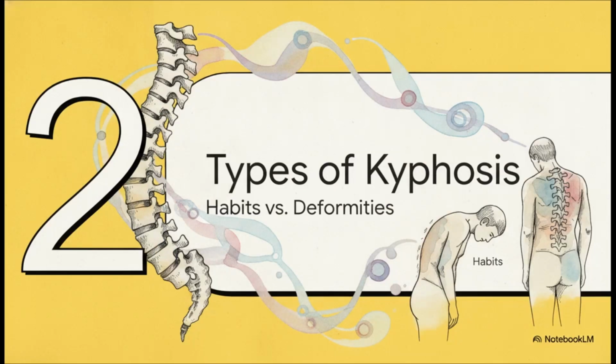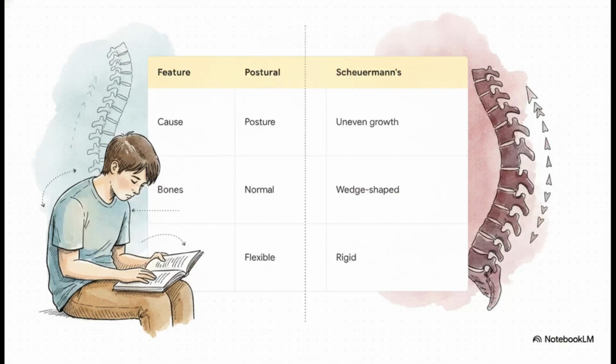2. Types of kyphosis. Let us move on to Section 2, the 5 types of kyphosis. Here we are distinguishing harmless postural habits from actual structural deformity. Now, what's really interesting here is the stark contrast between the 2 most common forms we see in adolescents. Postural kyphosis is flexible, it's usually completely painless, and it is entirely behavioral. It's just your classic teenagers slouching.